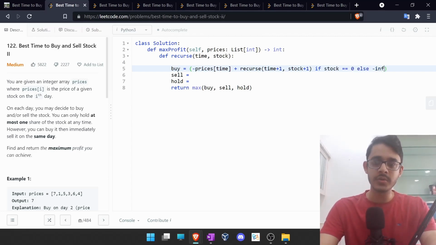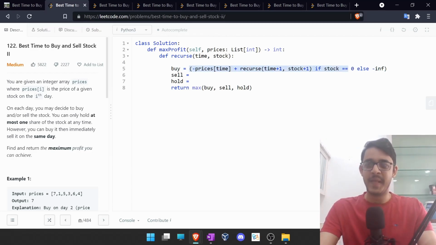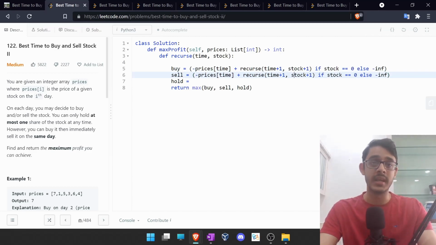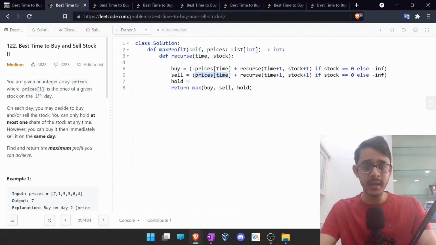Else we'll set it to some default negative value, some negative infinity value. Okay. Then we'll look at what happens when you want to sell the stock. Now this is going to be a lot of copy paste. What is the decision? What happens when you make the decision to sell a stock?